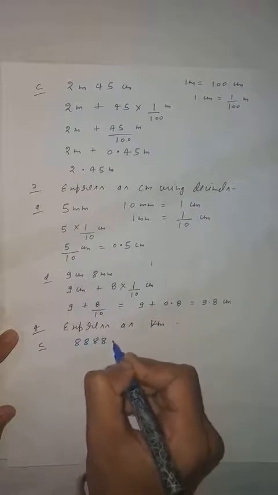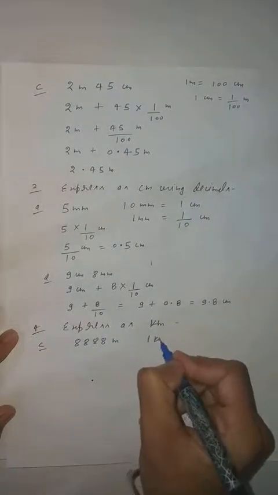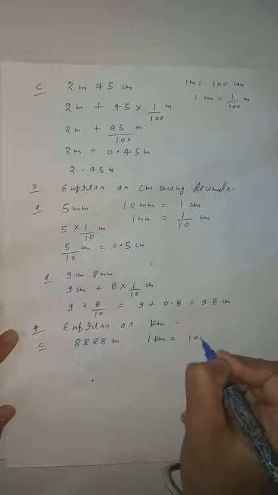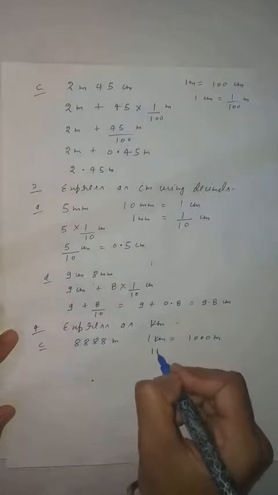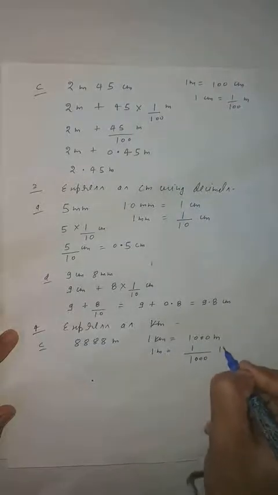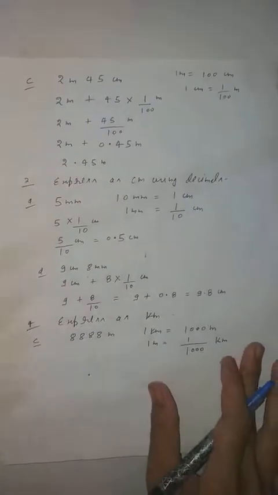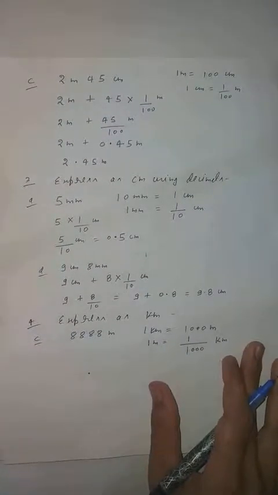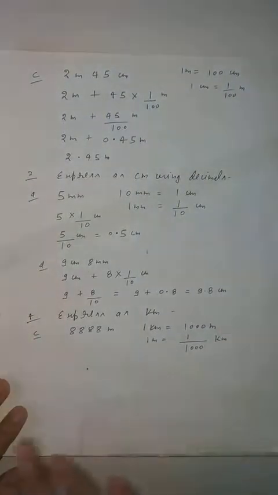8,888 meter. Clear, student? Now you know that 1 kilometer equal to what? 1000 meter. Clear? So 1 meter equal to what? 1 upon 1000 kilometer. Clear, student? I think there will be no doubt, because you know that 1 kilometer equal to 1000 meter. So 1 meter equal to 1 upon 1000 kilometer.